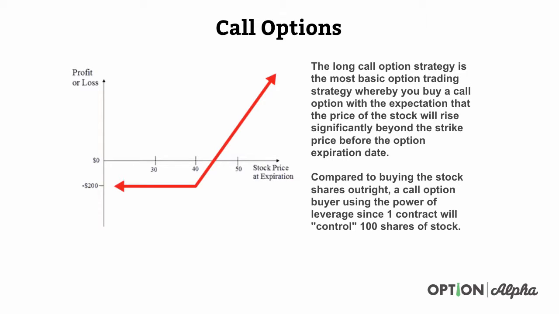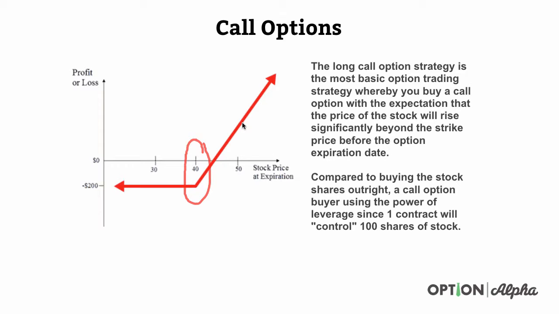a call option. Now, a long call option strategy is the most basic trading strategy, whereby you go out and buy a call option with the expectation that the price of the stock will rise significantly beyond the strike price before the expiration date. In this case, the example that we have here is buying a 40 strike call option. So this is where the payoff diagram pivots and moves higher.